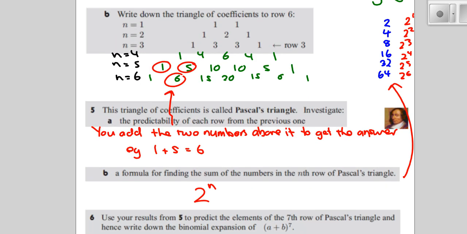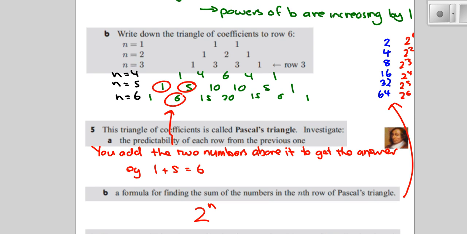So the sums, according to this version of the triangle, were 2, 4, 8, 16, 32, 64. And so 2 is the same as 2 to the 1, 4 is the same as 2 squared, 8 is 2 cubed, 16 is 2 to the 4, and so on. So in this case, they're calling this row, row 1. They're not calling the one at the top row 1, they're calling 1, 1, row 1. And then 2 to the power of n makes sense. And we're up to here.